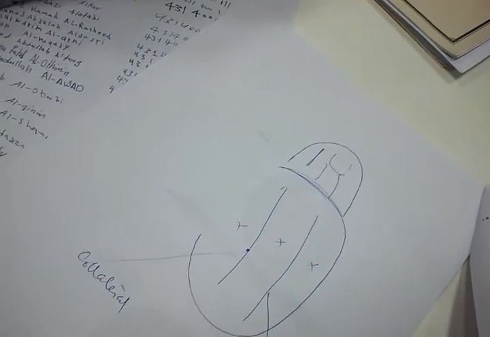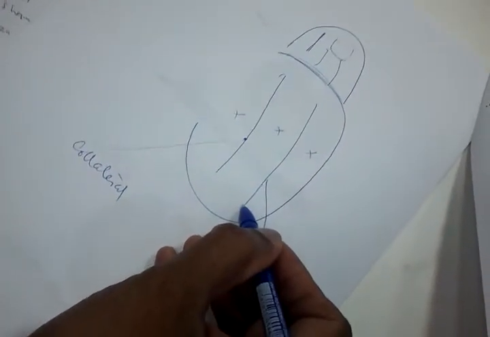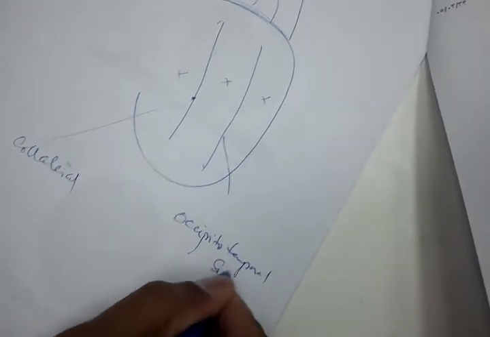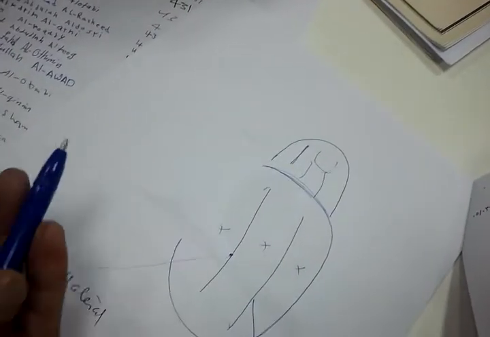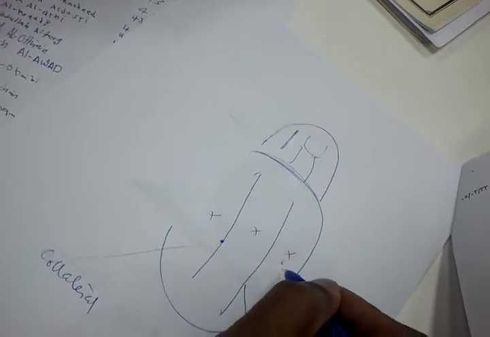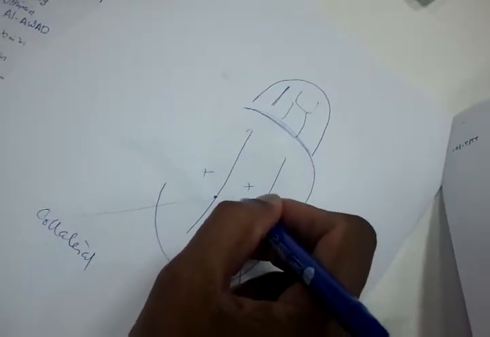This sulcus is known as the occipitotemporal sulcus, because it extends from the occipital lobe up to the temporal lobe. How many gyri? Three gyri. This gyrus is known as the lateral occipitotemporal gyrus. This is known as the medial occipitotemporal gyrus.